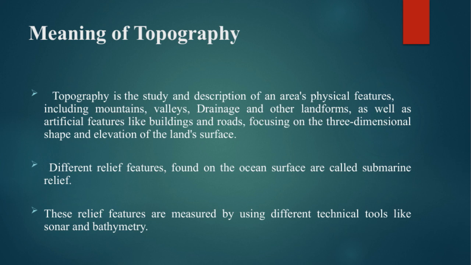On the ocean surface, we have what we call submarine relief features. These are the underwater counterparts to landforms, such as underwater mountains or trenches. To measure and analyze these relief features, scientists use various technical tools like sonar and bathymetry. These tools help us create detailed maps of underwater landscapes, much like how topographers map land. Overall, topography is essential because it helps us understand the physical characteristics of a region, whether on land or beneath the sea, and it connects deeply to how we interact with and manage our environment.